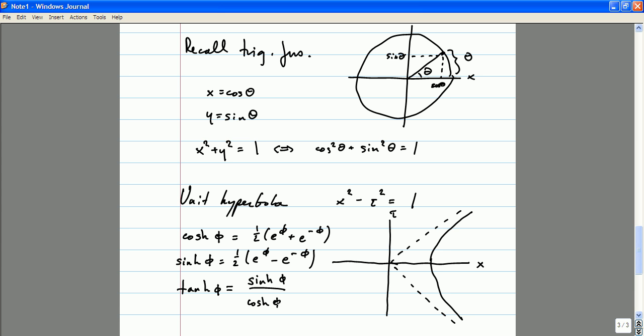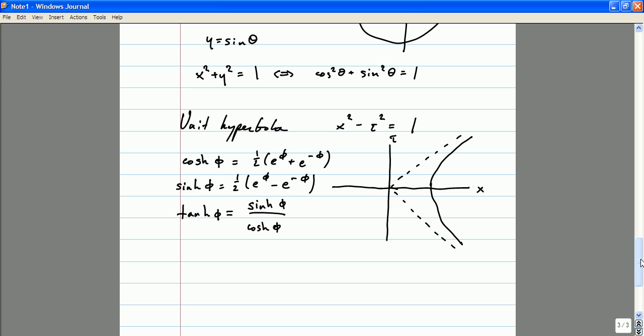And then you can check that the definition of these functions implies that cosh squared phi minus sinh squared phi is equal to 1. Just check it. It's easy. Just take the definitions, plug it in, and work it out. So what does that mean?